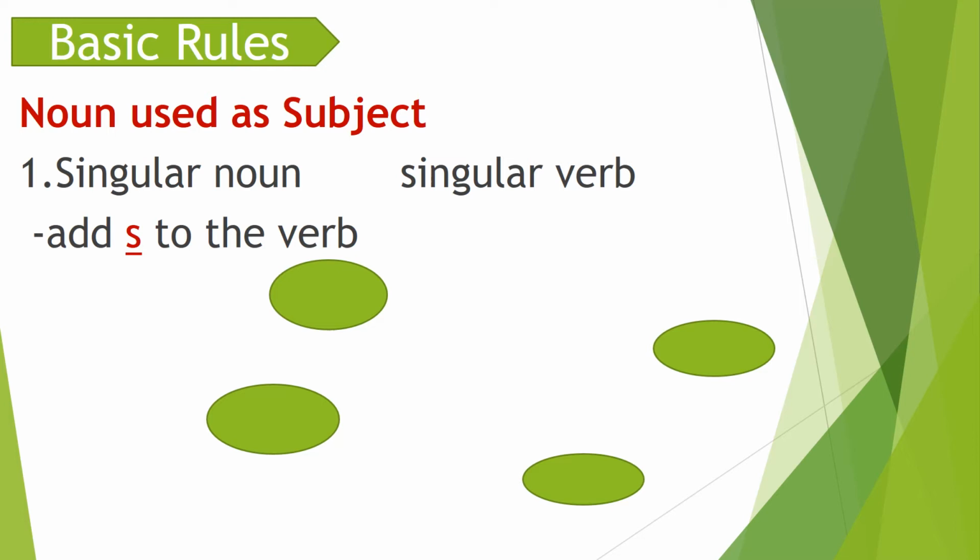Now, let me discuss to you the basic rules of subject-verb agreement in details. What about if noun is used as subject in the sentence? Now, rule number 1 states, singular noun takes singular verb. Always remember that in singular verb, it ends with S, or in other words, it is an S form of the verb.